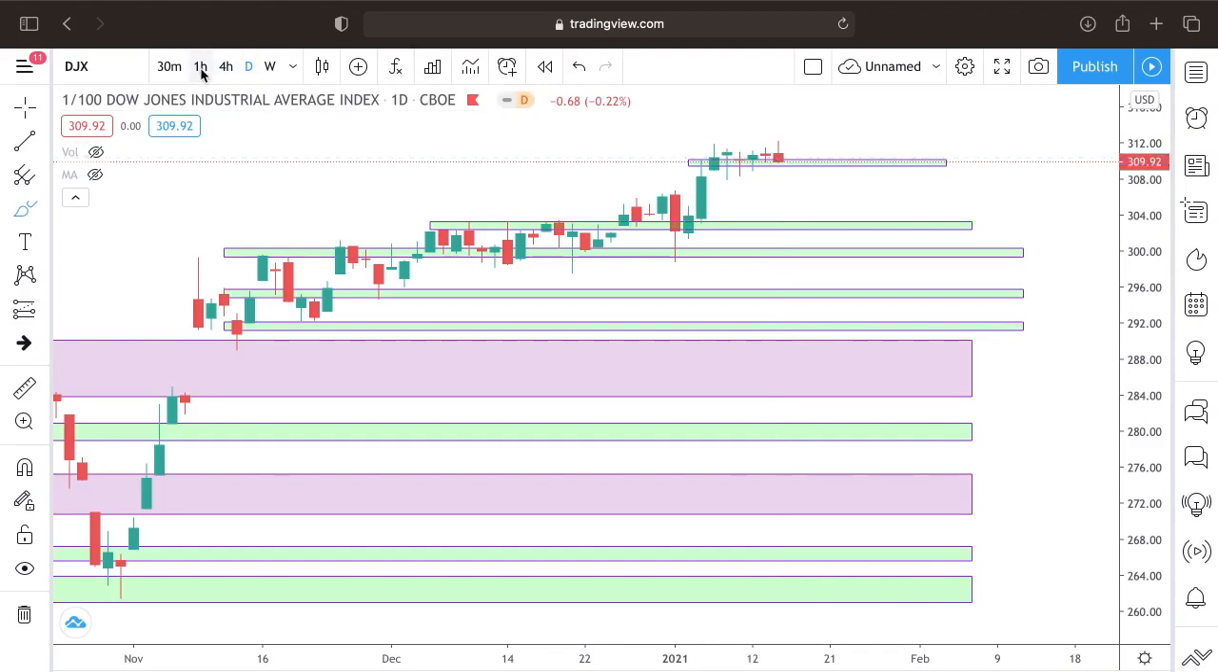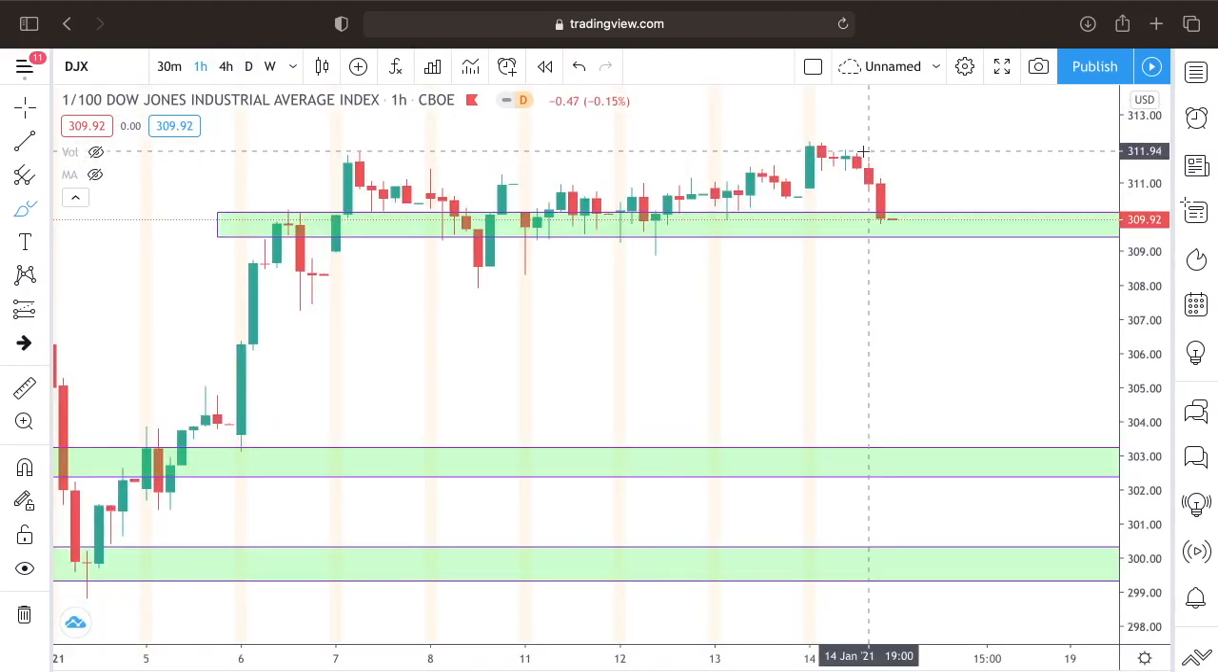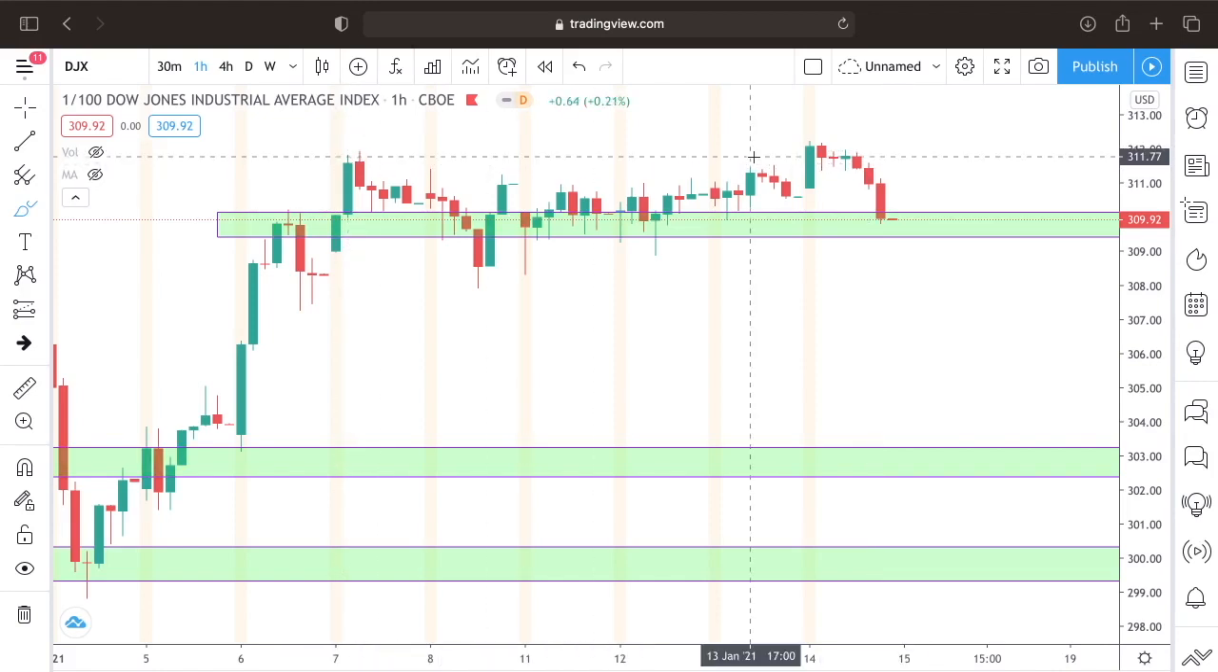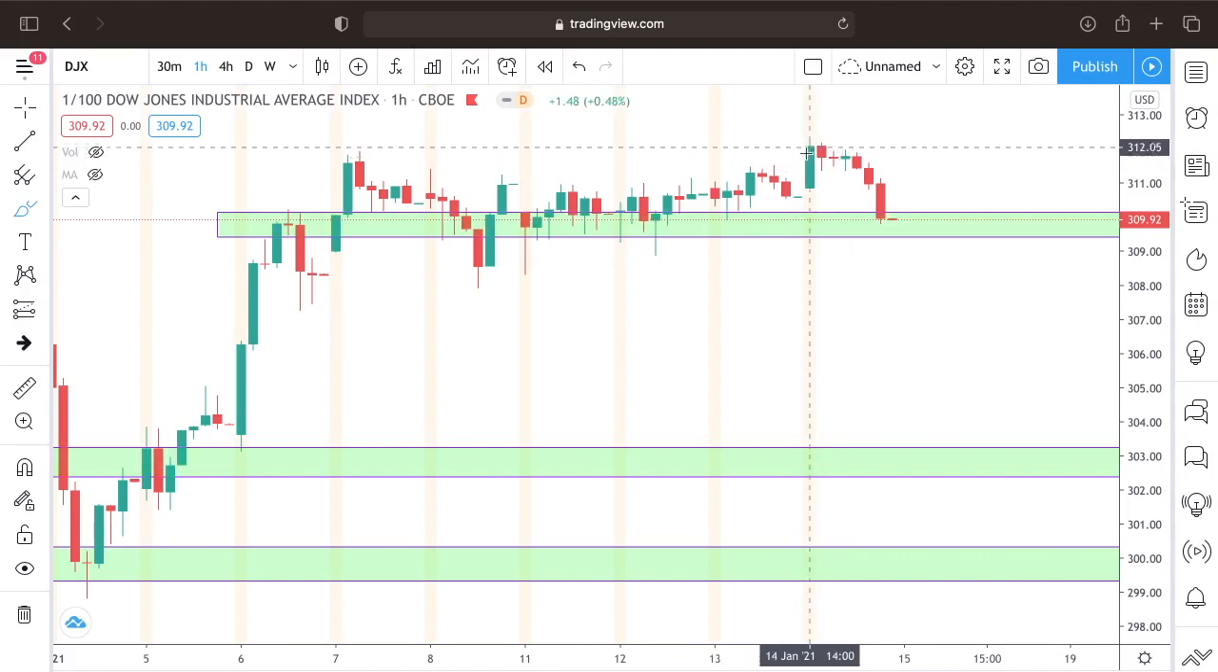If we go on to the 1 hour time frame, the potential resistance is at around the price level of $311. Price rejection over at this candlestick over here, this candlestick over here, and you can also see the resistance forming at this level of $311 at this right side of the chart here.